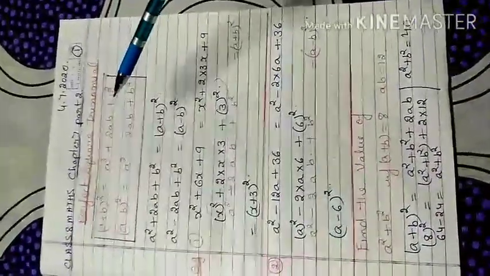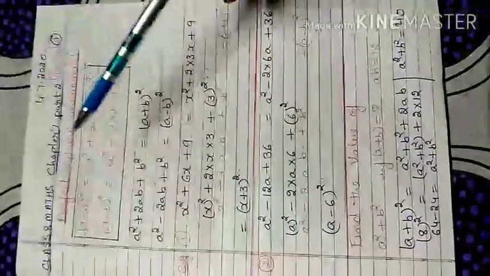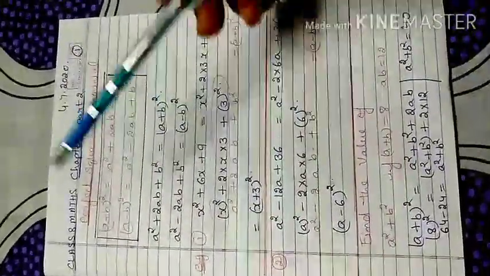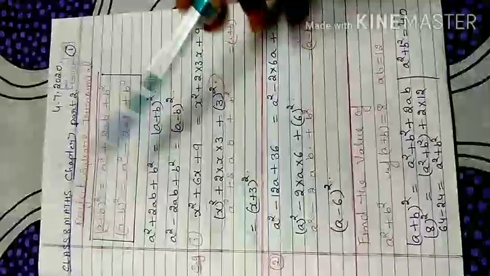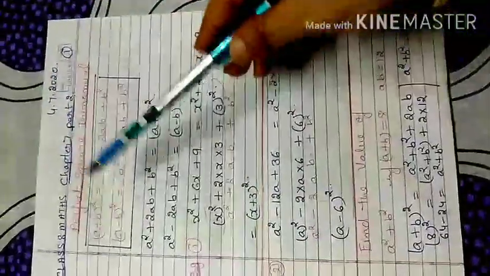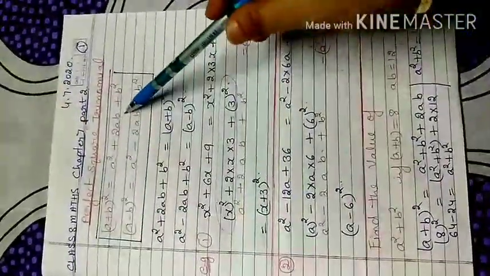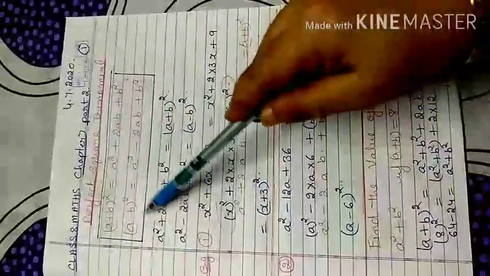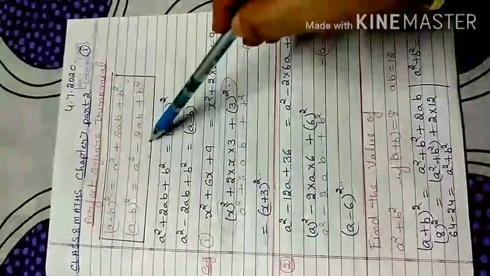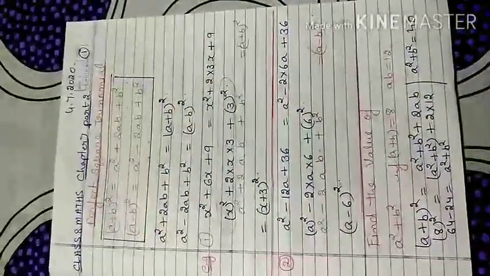In our last class we learned how to identify the identities (a plus b) whole square and (a minus b) whole square. (a plus b) whole square gives you a square plus 2ab plus b square, and (a minus b) whole square gives you a square minus 2ab plus b square.